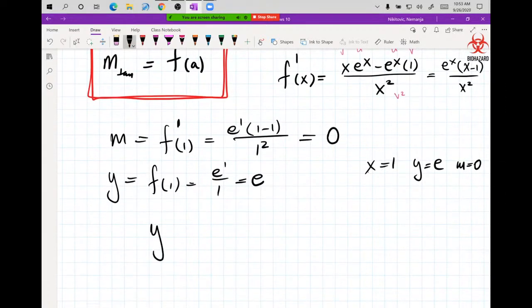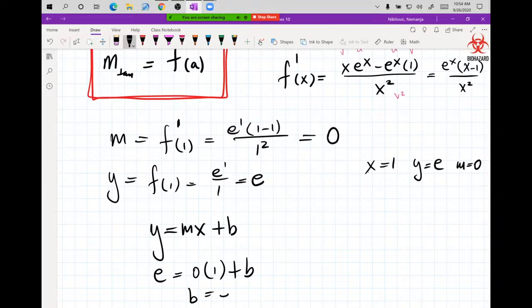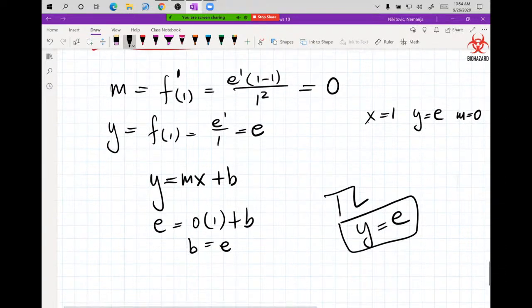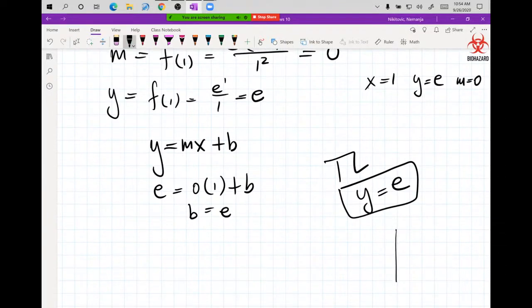So y equals mx plus b. y is e, m is 0, x is 1, plus b, so b is e, and you have your tangent line, y equals e. The 0 slope would kill whatever x you put there, so the tangent line is the horizontal line for this function. So the tangent line looks like this going through e.